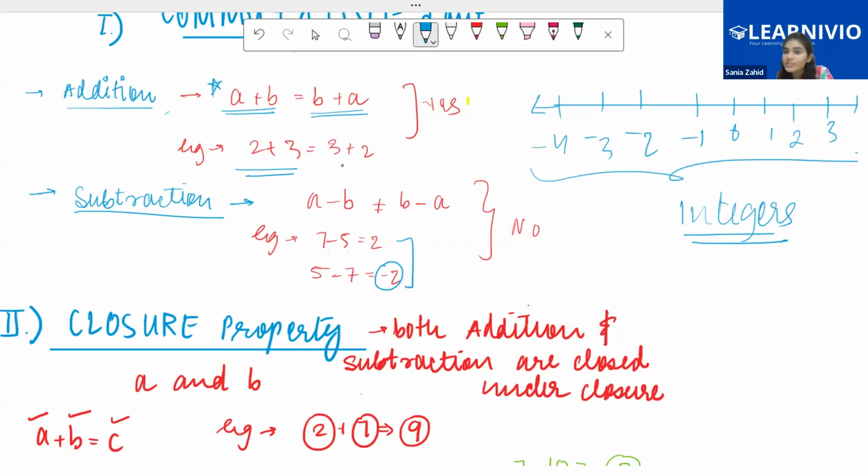So we studied 2 points. First of all, what is the commutative law? The commutative law states that whenever you have two integers with you, if you add them, you will get the same answer in any order you add them. A plus B or B plus A gives you the same answer. So addition follows the commutative law. But subtraction does not follow the commutative law because we do not get the same answer if we reverse the order. Is this much clear?